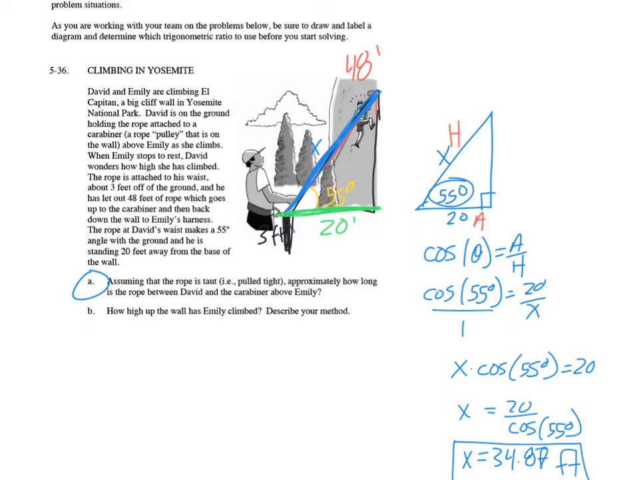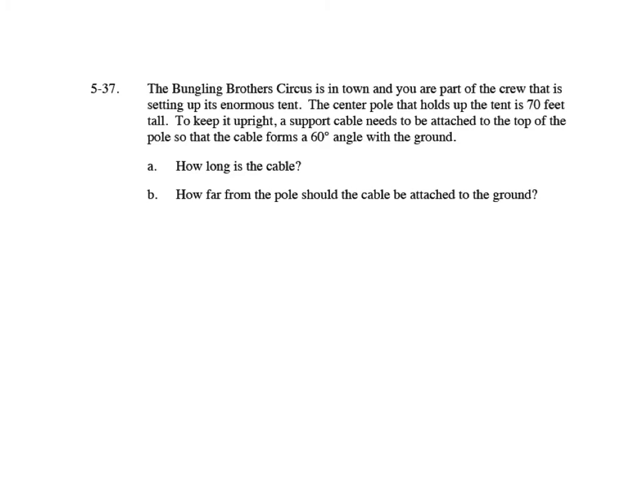It says, how high up the wall has Emily climbed. I'm not as concerned about that right now. What I wanted us to get in the habit of drawing was this picture and seeing how we can apply trig functions in order to help us determine some missing measurements. It all starts with drawing a picture and labeling your picture, and then understanding which trig ratio we need to use to apply in order to find our missing values. We're going to try this in one more problem.